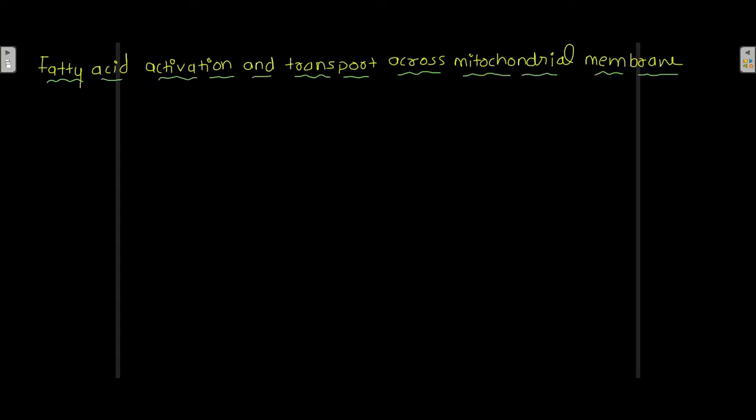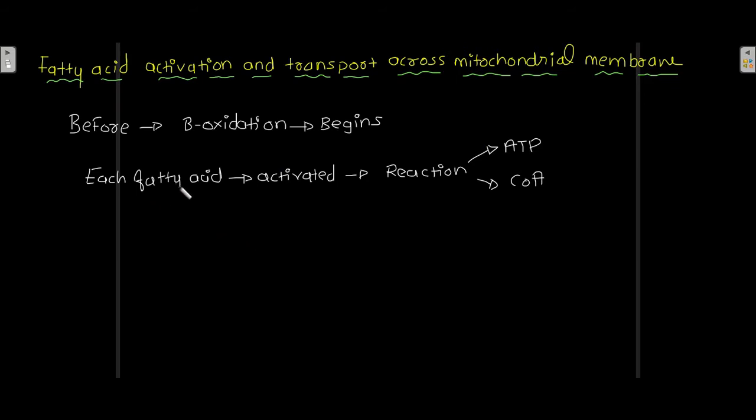Fatty acid activation and transport across the mitochondrial membrane. Now, before beta oxidation begins, each fatty acid is activated in a reaction with ATP and coenzyme A. Okay, it reacts with ATP and coenzyme A, and then this fatty acid becomes activated, and then you can beta oxidize this fatty acid and degrade it.